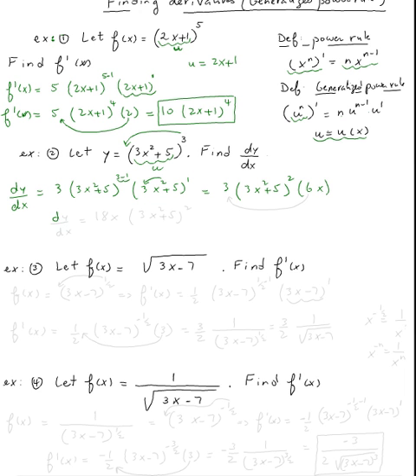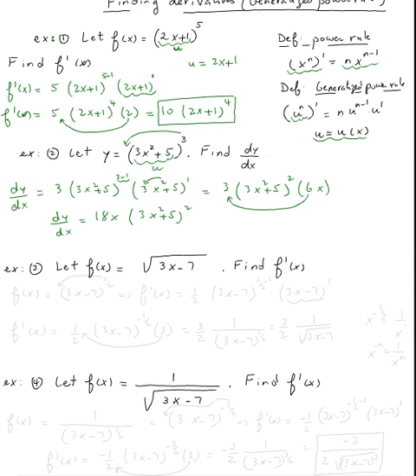One more step and I'm out. dy/dx is equal to 6 times 3, 6x times 3 is 18x, and then (3x squared plus 5) squared. So we're done with this example.